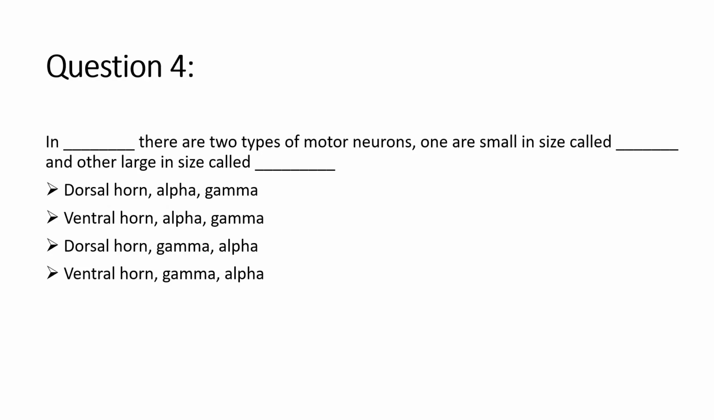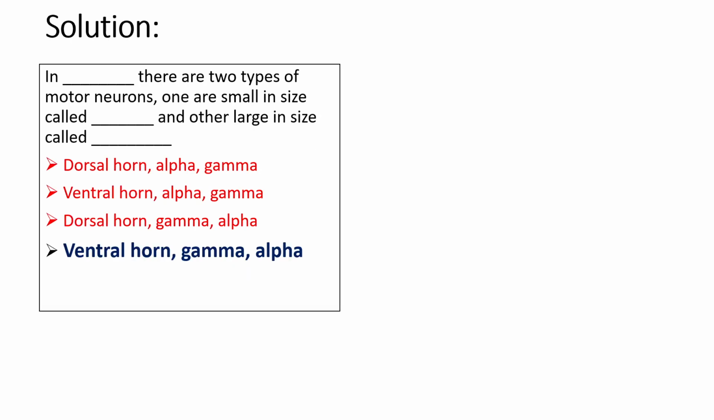So all of you are saying it should be option D. Let's see. So option D is the right answer. In the ventral horn, there are two types of motor neurons. One are small in size, which are known as the gamma neuron, and the other, which is larger in size, is called the alpha neuron.